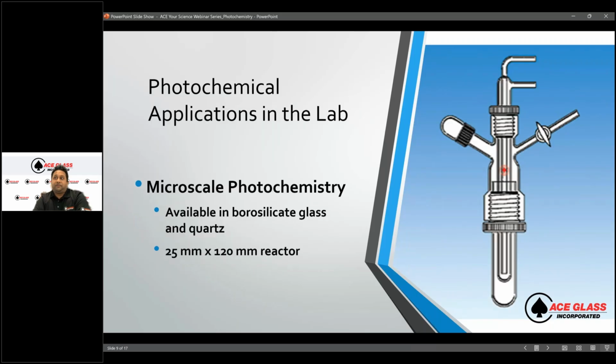And of course, if you're trying to develop something on a significantly smaller scale, we have microscale photochemical applications. As you can see here, what's depicted is a 25 millimeter by 120 millimeter reactor. So instead of trying to understand what a reaction looks like in a larger system, you can always have a smaller system connected, so that you can prove out your concept.